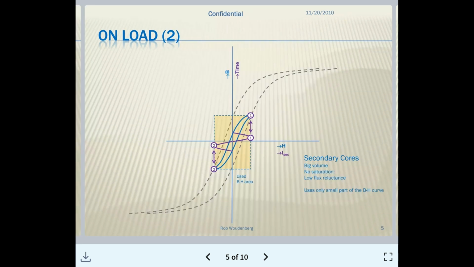November 20, 2010, confidential. 5 secondary cores: big volume, no saturation, low flux reluctance, uses only a small part of the BH curve. HB, used BH area, ISEC time 1122.